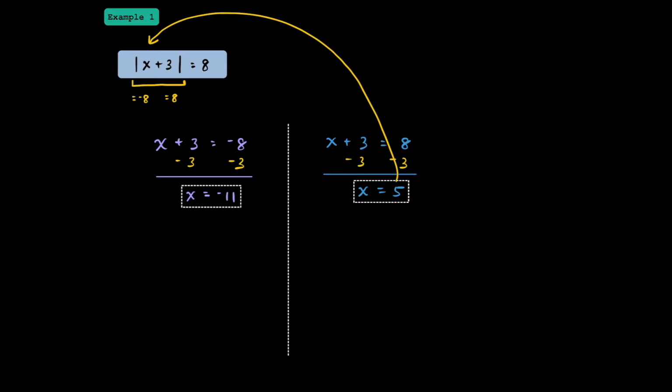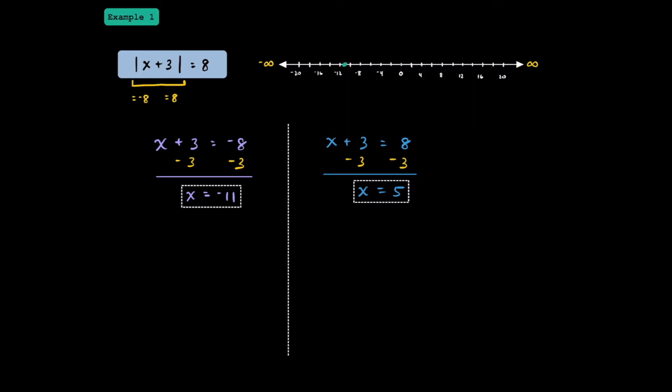Plotting these solutions on a number line, we can plot a point here at negative 11, and we can plot a point at positive 5.